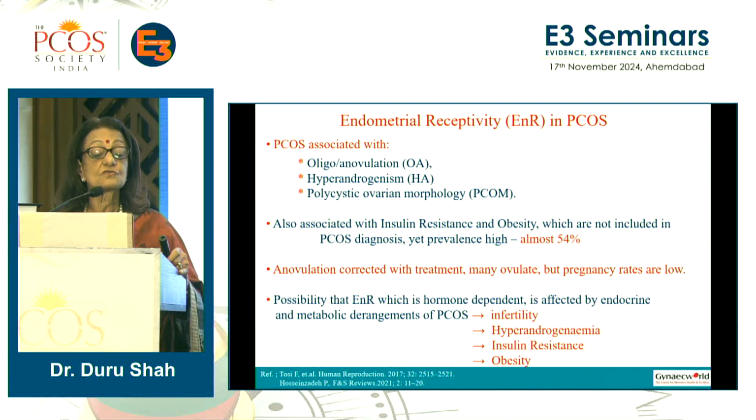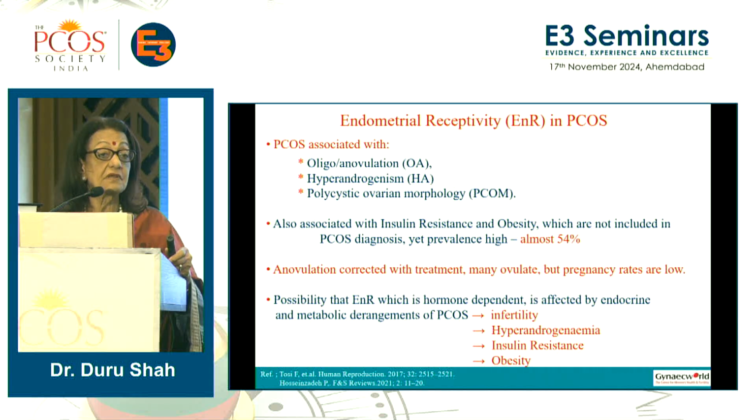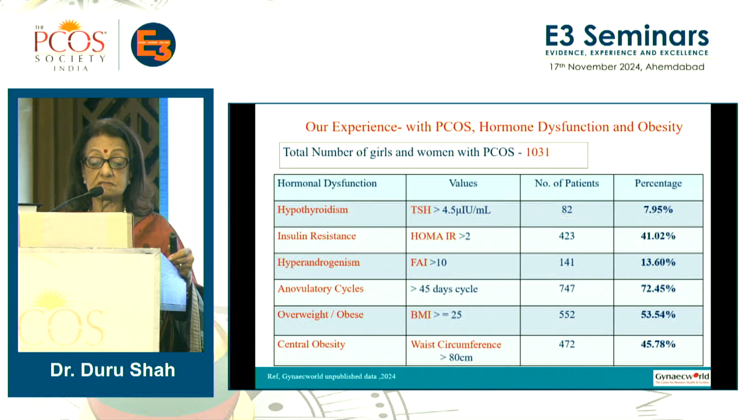Now also associated with this is the insulin resistance and obesity, which occurs in almost 54% of patients, and anovulation can be corrected with treatment. The patients may ovulate, but still we know that the pregnancy rates are a bit low. And this is what we want to find out, what really is going on at the endometrial level. Why are we having this problem? Basically related to the hyperandrogenemia, the insulin resistance, obesity.